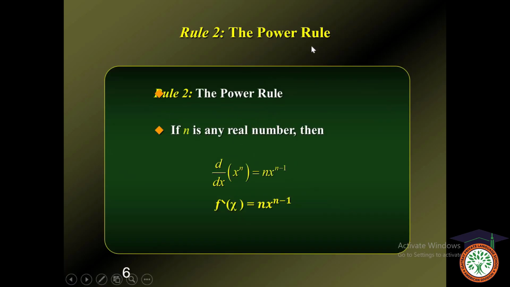Next rule, the power rule. Power rule, what does it mean? It means if I have x to the power n, any power, how do I find the derivative of the variable x which has a power n? So easy. Just drop the exponent to be a coefficient and decrease the exponent by 1. The derivative of x^n is n x^(n-1). Okay, here, n x^(n-1).